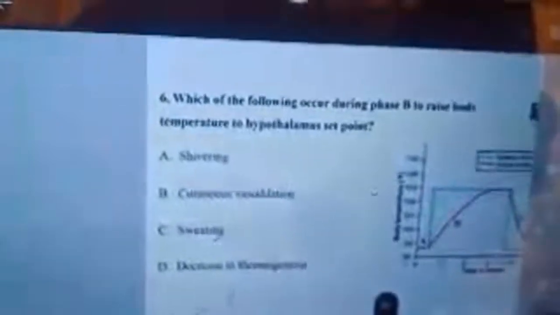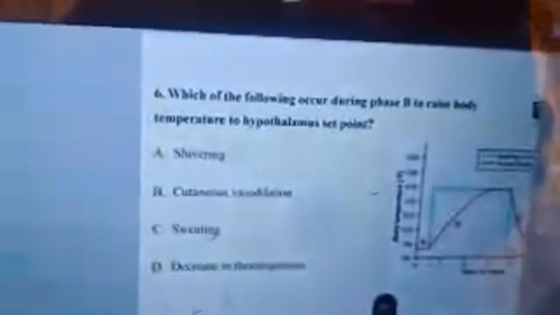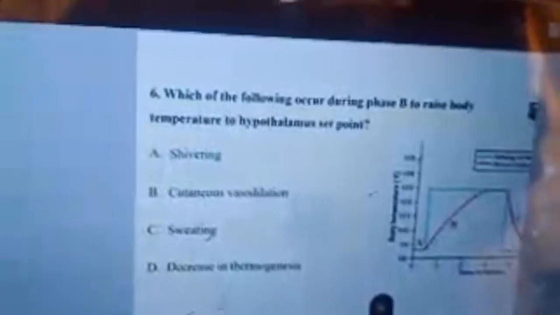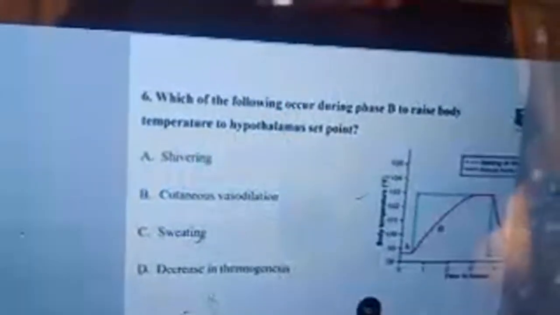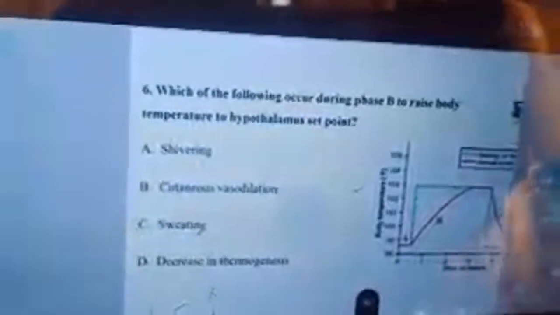Usually when sweating occurs, the body temperature decreases. Decrease in thermogenesis means decrease in heat production, so that time also the body temperature decreases. Cutaneous vasodilation also decreases body temperature. So the answer here will be shivering. Okay, so moving forward to the next question.